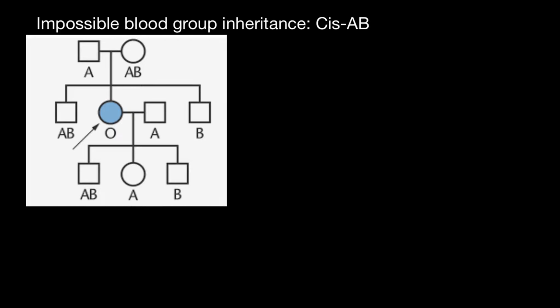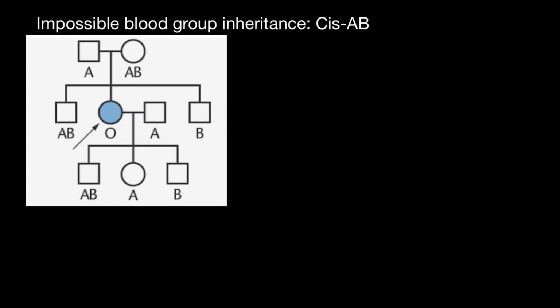Impossible blood group inheritance, and specifically we are going to talk about the cis-AB allele. First of all, I want you to take a look at this pedigree, and specifically I want you to try to understand how it is possible for these parents who belong to blood group A and blood group AB to have a child who belongs to blood group O.